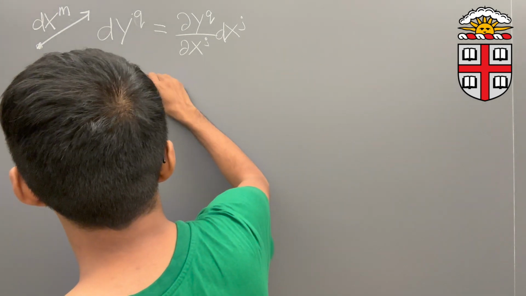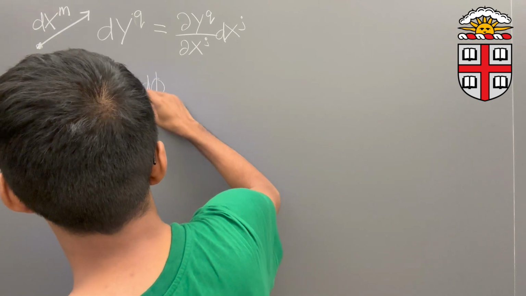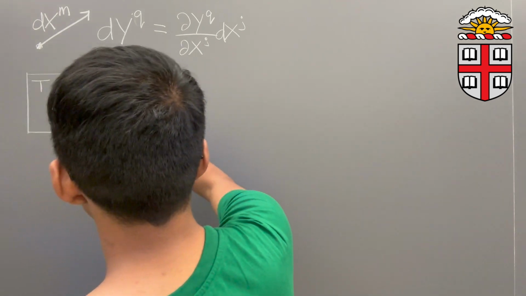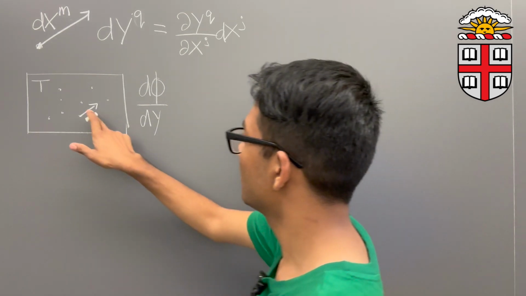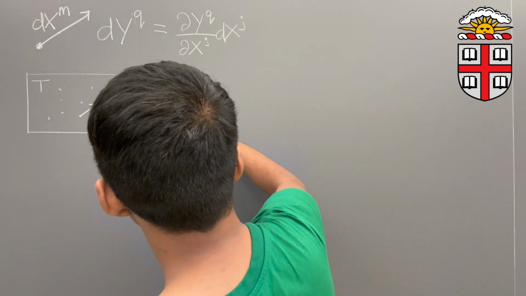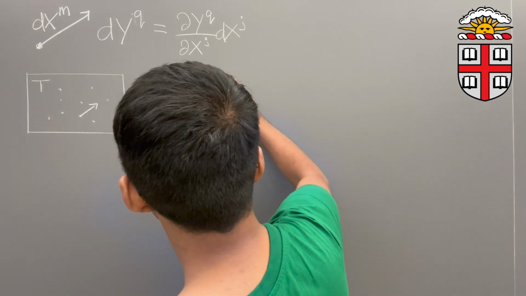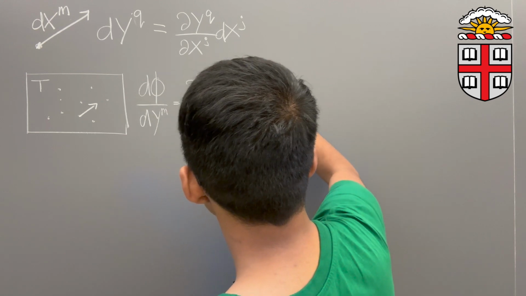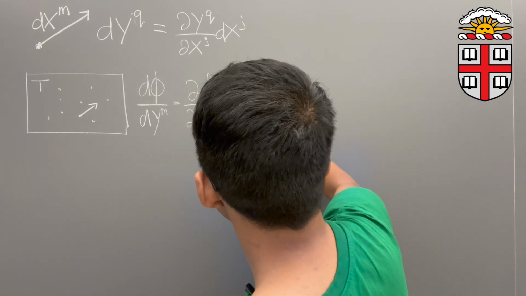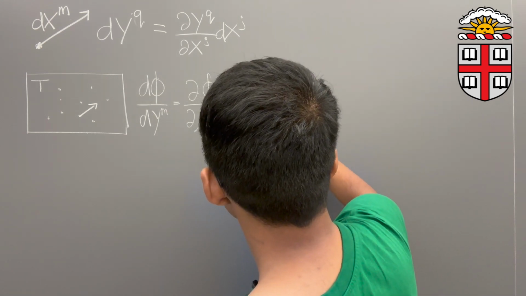Well, it's going to be some kind of a change, d phi dy, in the y coordinate frame for this vector. So what is this going to equal? Well, this is going to be partial phi partial x to the p, the dummy variable, times partial x p partial y m.